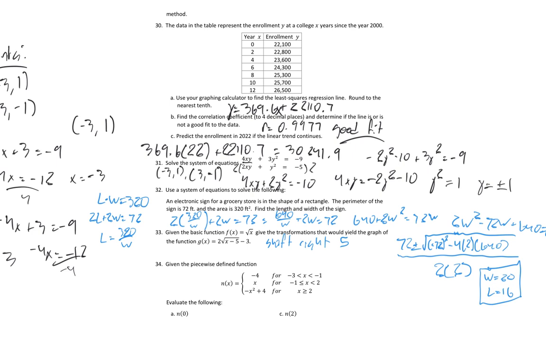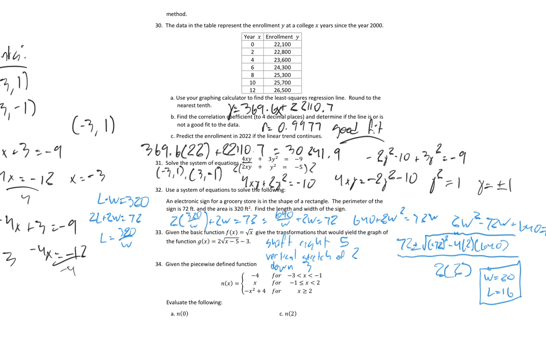Then there's going to be a vertical stretch of 2. And then we go down 3 because of that minus 3. And there we go. We've done it. That's all there is to it. So we just follow the order, saying on the inside it's minus 5, so we go to the right 5. Then we get stretched by 2 because of that 2 out there, and then we go down 3.